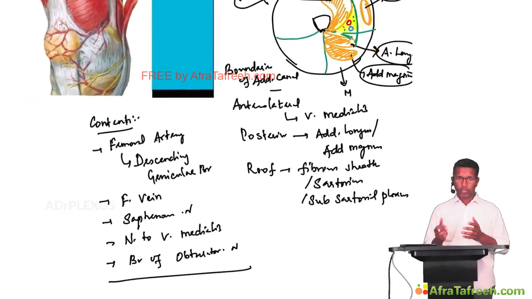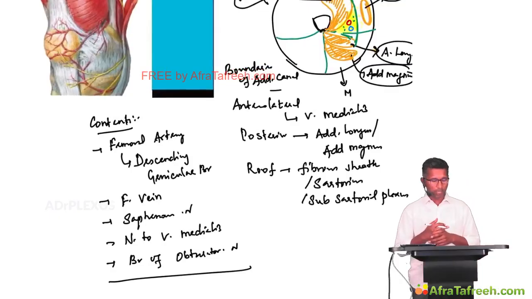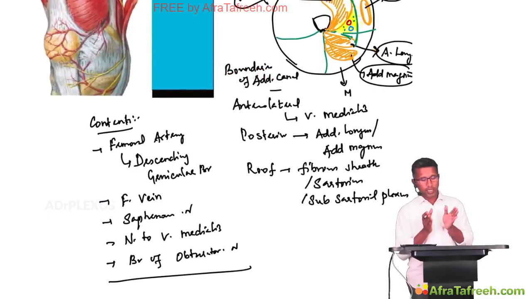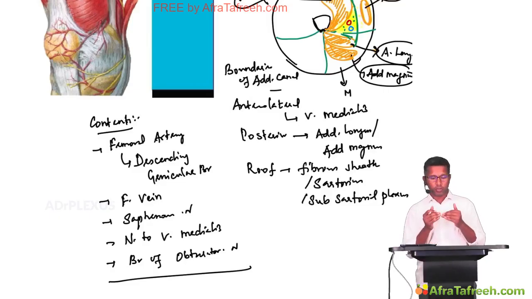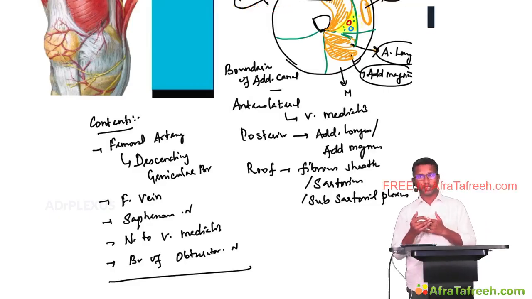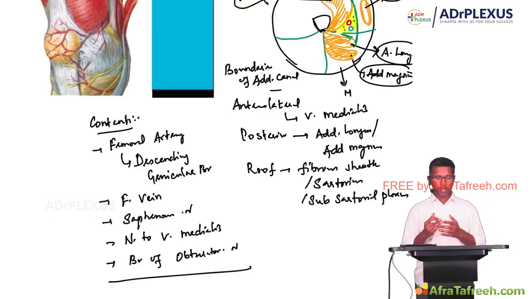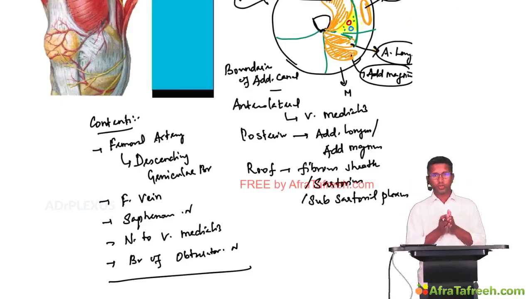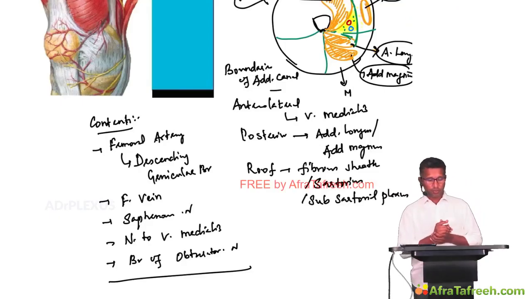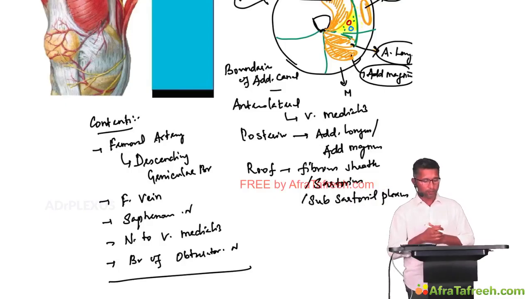I have also told you about the applied aspect of the adductor canal. If you want to occlude the vessels, here they lie close to the bone, so if you put a tourniquet at this level, you can effectively compress the vessels so that you can do amputations in the lower part of the limb, maybe in the leg region or in the foot region. That is the applied aspect of the adductor canal.